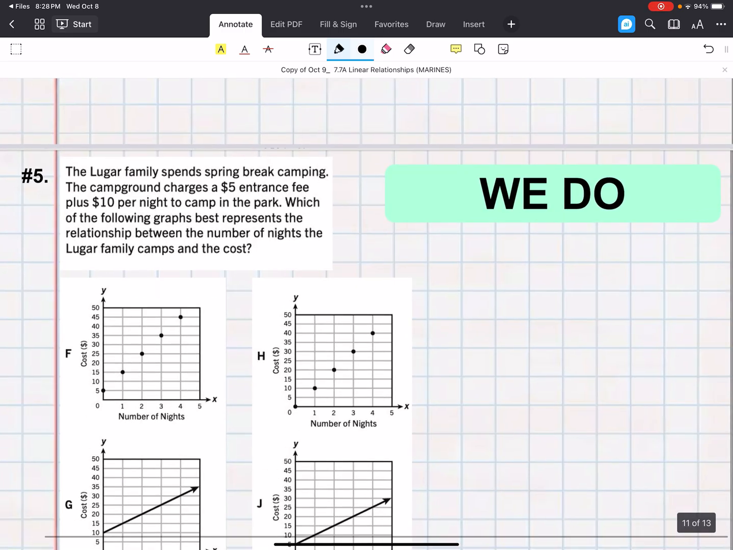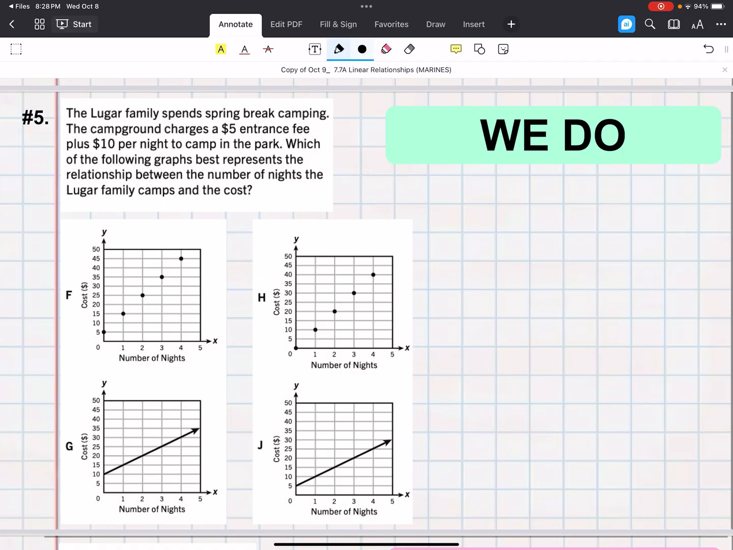Number 5. Again, you can pause the video if you want to, or you can just follow along with me. The Luger family spends spring break camping. The campground charges a $5 entrance fee. A $5 entrance fee. Keywords there for that one-time amount. Plus $10 per night to camp in the park. Which of the following graphs best represents the relationship between the number of nights the Luger family camps and the cost?